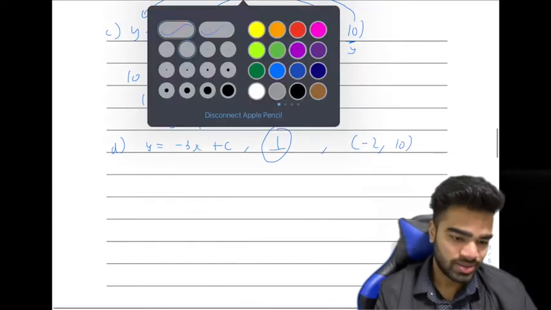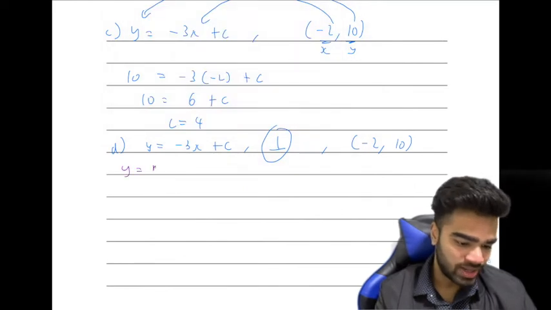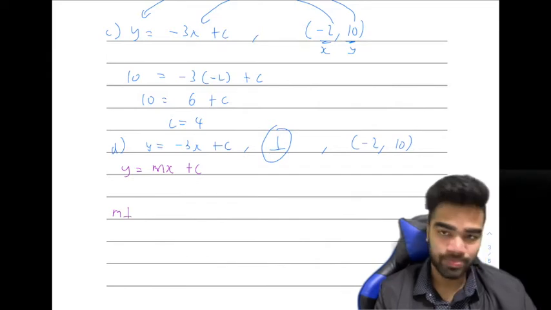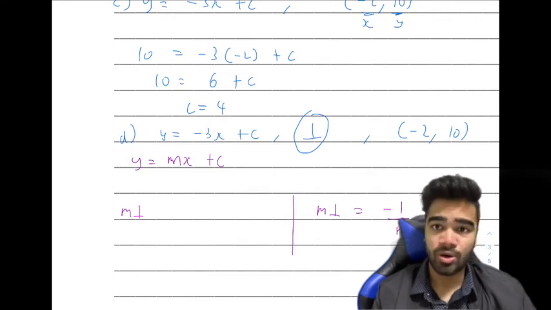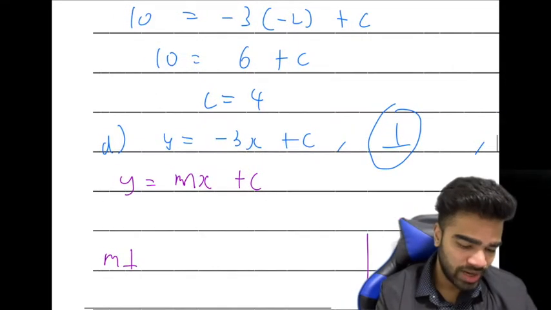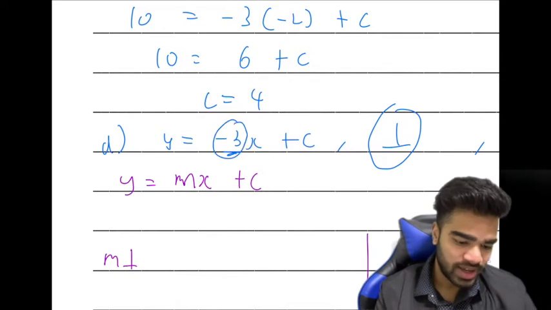All right, so again, we do the same thing. We need to find the general straight line formula. y is equal to mx plus c. And step 1 is to find m. Let's do it. What's the equation for m? The perpendicular gradient is going to be negative 1 over whatever our original gradient is. So what is our original gradient? Our original gradient in this case is negative 3, right?